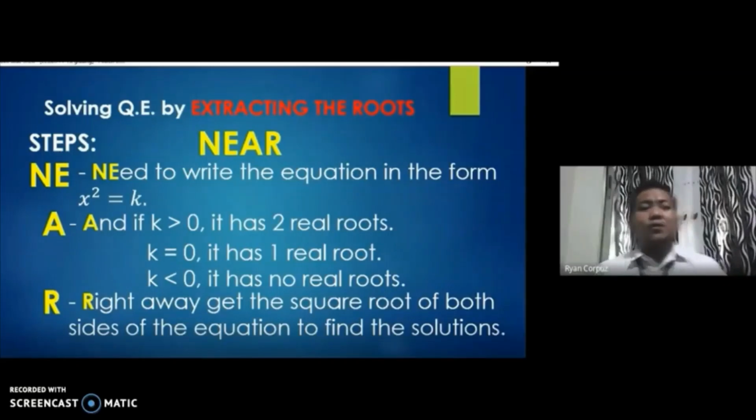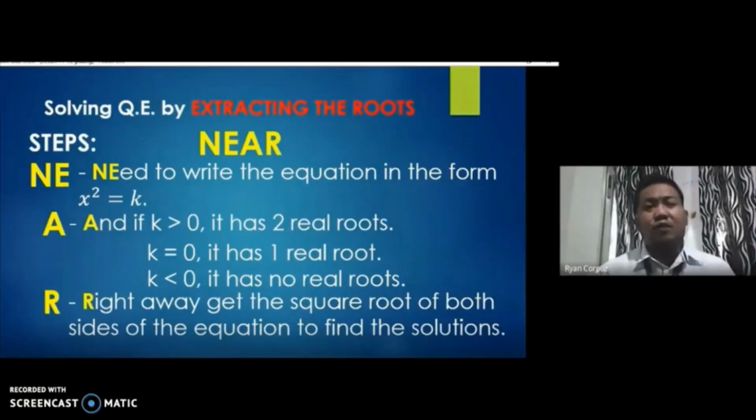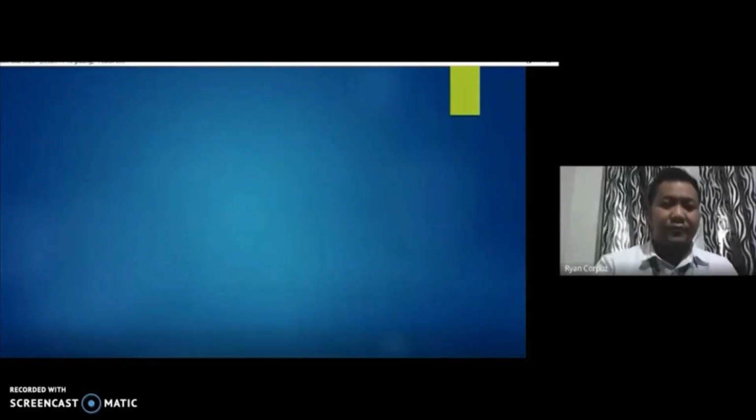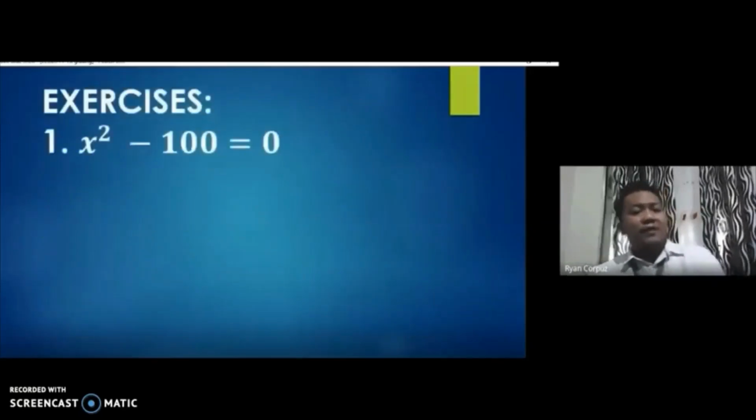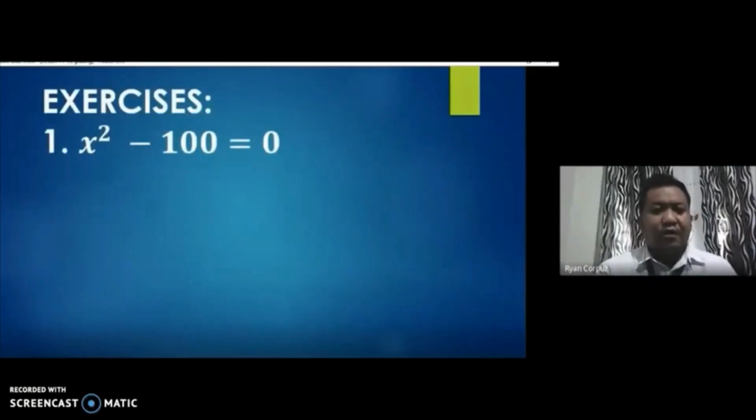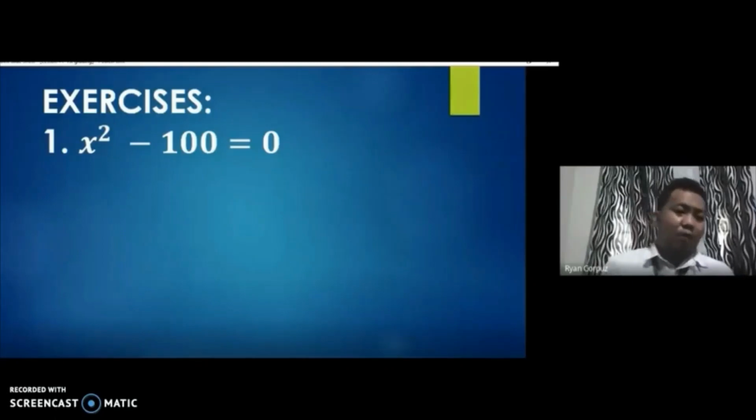So in order for us to solve a quadratic equation by extracting the roots, all you have to do is to apply our steps, which is what we call as near. Now, let us answer examples of quadratic equations wherein we are going to apply extracting the roots as a method in solving for it. So let's have here number 1.